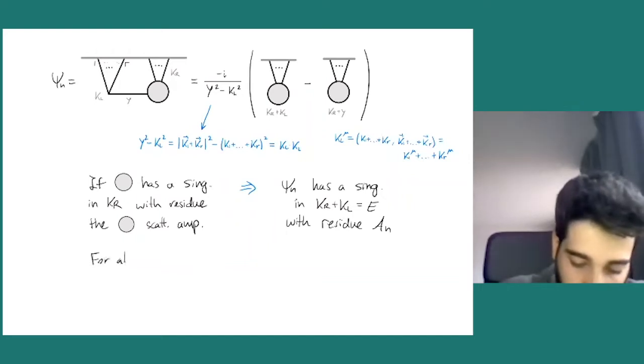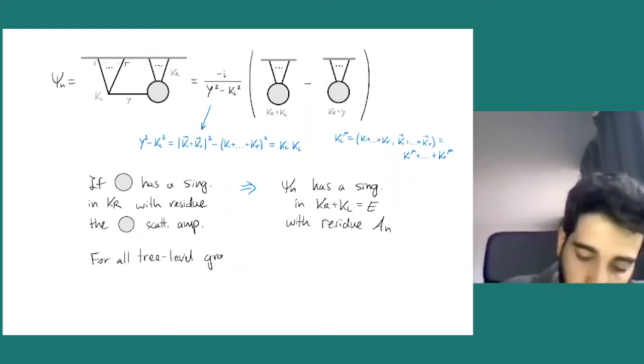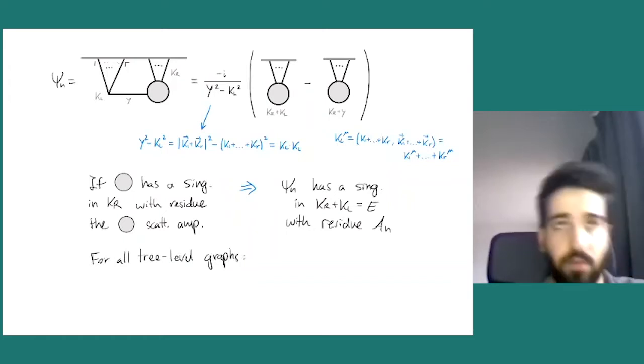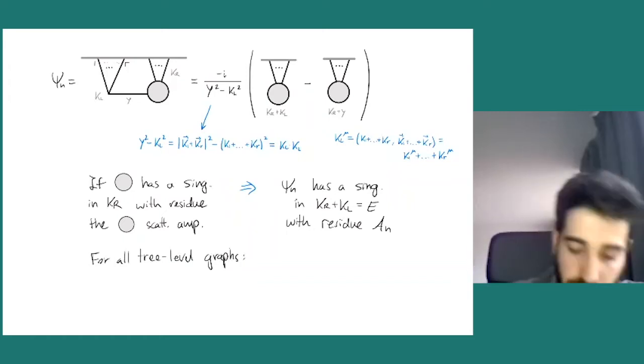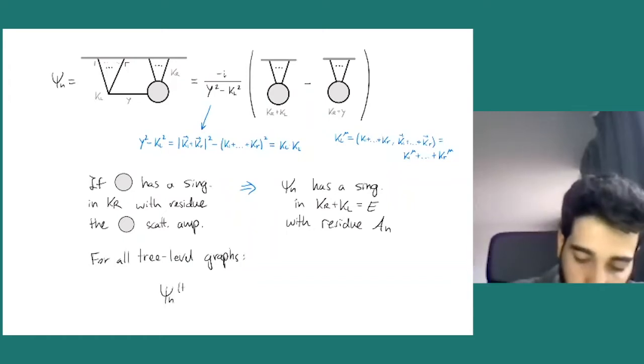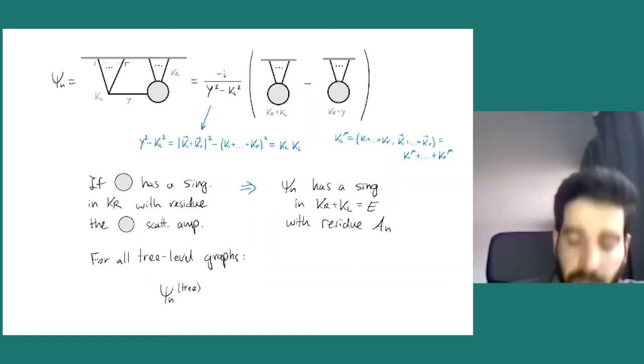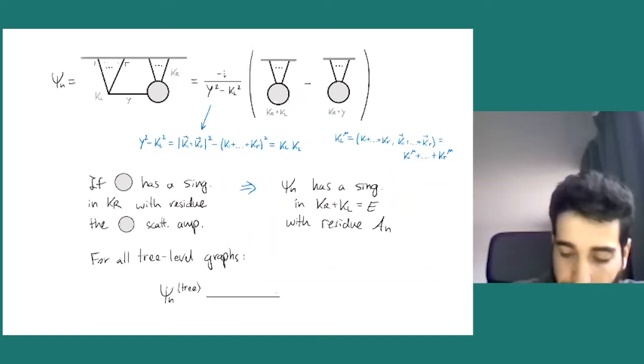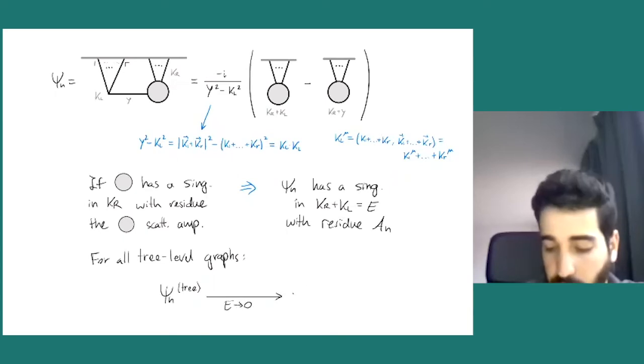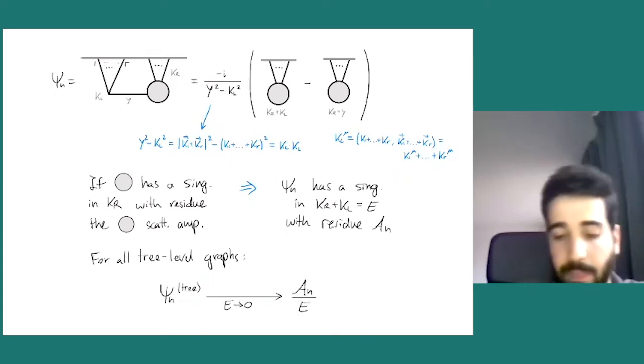So for all tree-level graphs, in flat space, massless, etc., the limit of the sum of the energies that flow into the graph going to 0 is this.